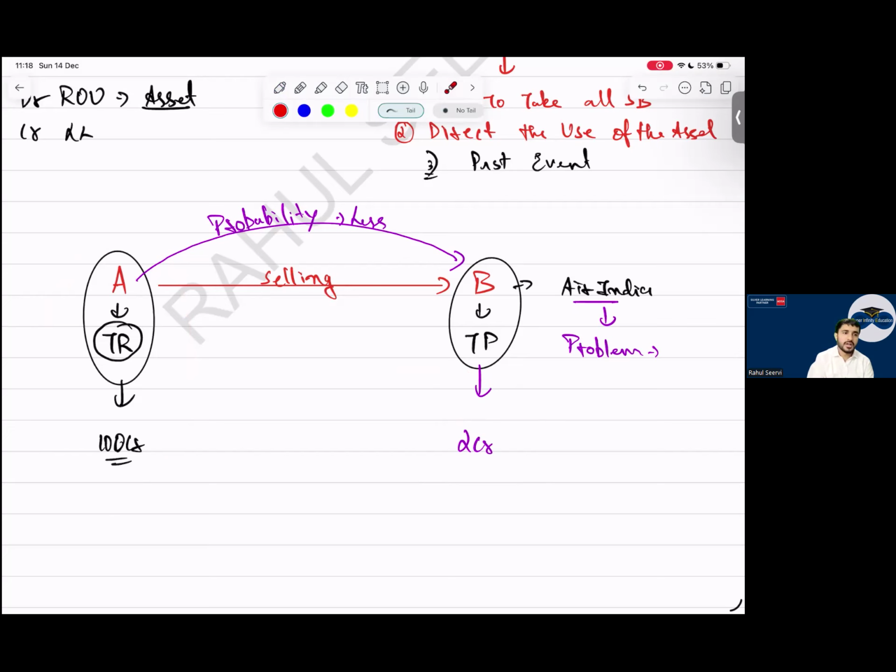What do you think? Will A company record it? A company is saying the probability is very low that we will not receive the amount. Is this an asset for A company? No, sir. Arvind is saying no. Sunil is saying no. Okay. Others, is this an asset for A? No. Okay. No issues.